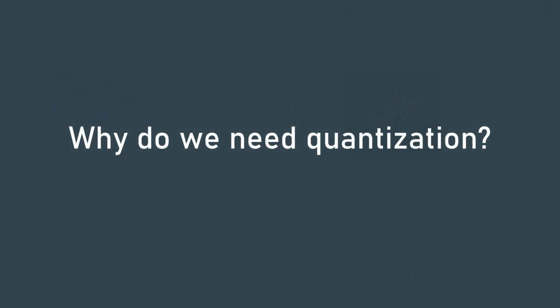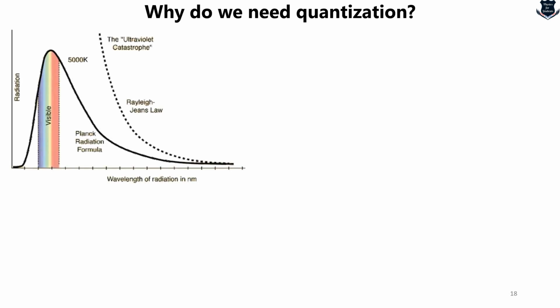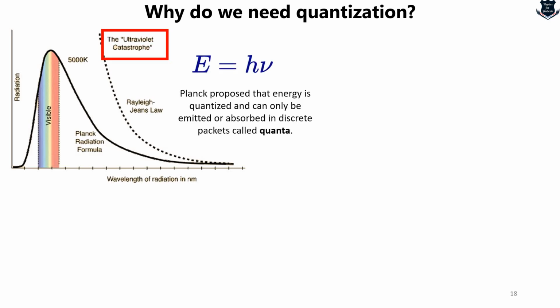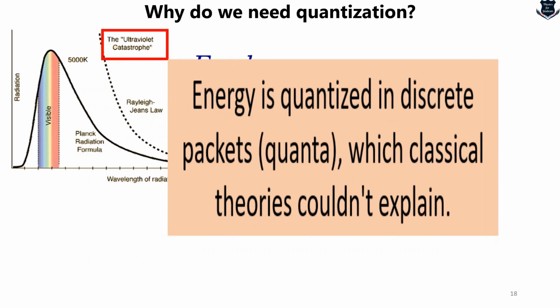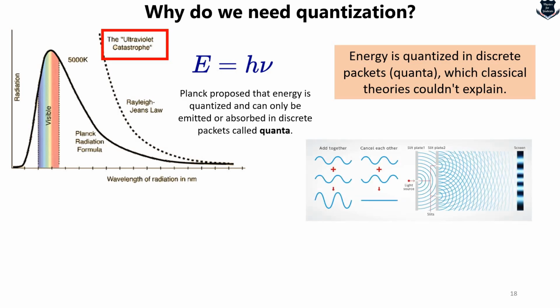So the next question that obviously crops up in your mind is: why do we at all need quantization? I mean to say, is there a necessity, or are we just doing quantization for the sake of doing it? Definitely there is a reason. Now this one which I highlighted in the box, the ultraviolet catastrophe, was the failure of the Rayleigh-Jeans law. Planck proposed a new kind of formula, E equals h nu. So the energy is quantized in discrete packets, which classical theorists cannot explain. Because classical theory cannot explain this, we need quantization.